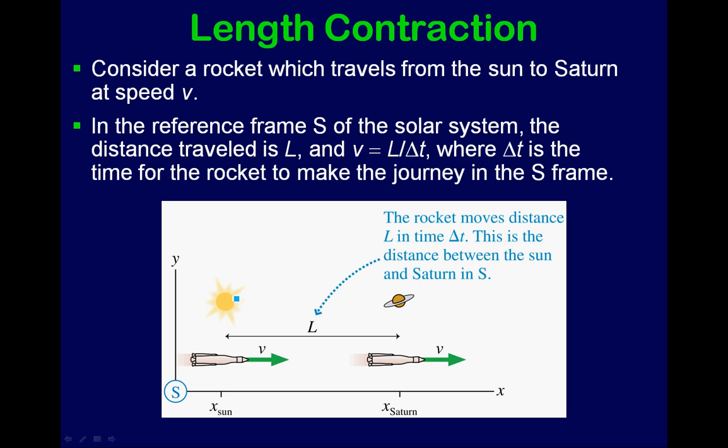In this reference frame, you're watching it go from here to here. The distance traveled is L, the velocity is v, and so you can write a little equation that says velocity equals L divided by delta t, the time it takes for the trip to happen. And that's, again, for observers who are standing still relative to the solar system, watching the rocket do this.